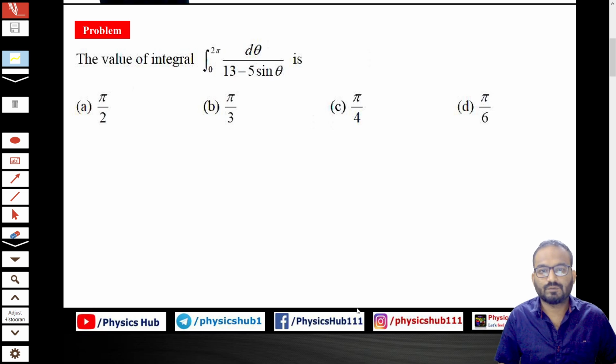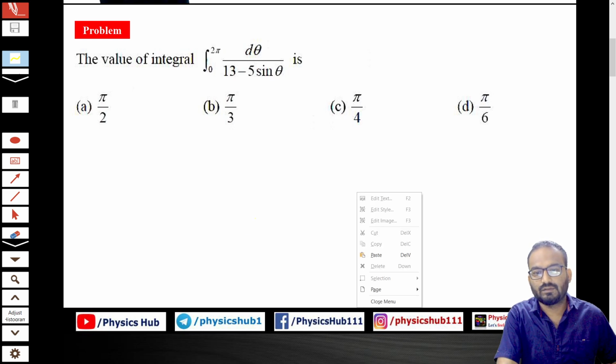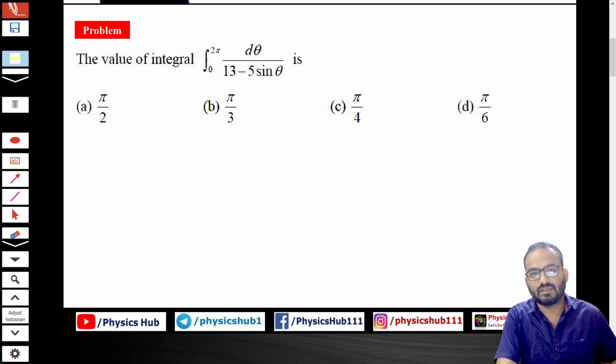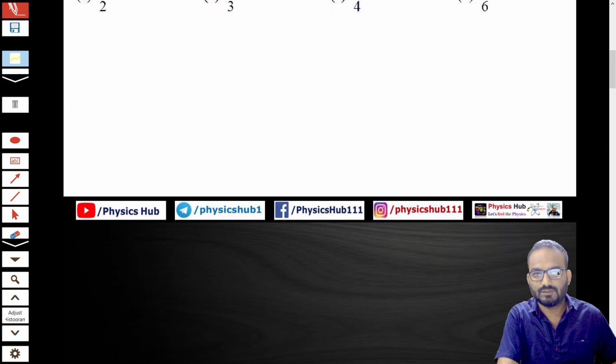The integration over 0 to 2 pi d theta by 13 minus 5 sin theta. Now this kind of integration you have done in class 12, but you have done it in a conventional method. Now the question is, how can you use your complex analysis technique to simply solve this kind of integration? So let's look at this.